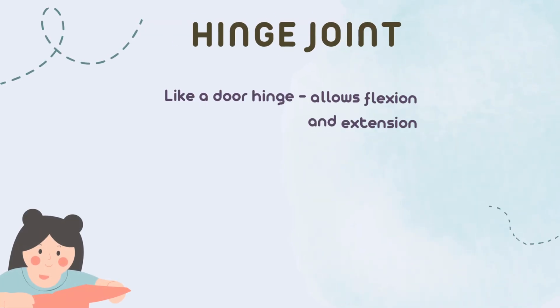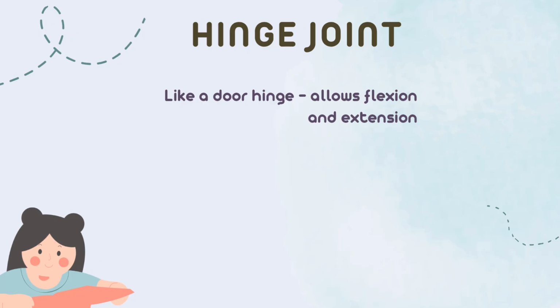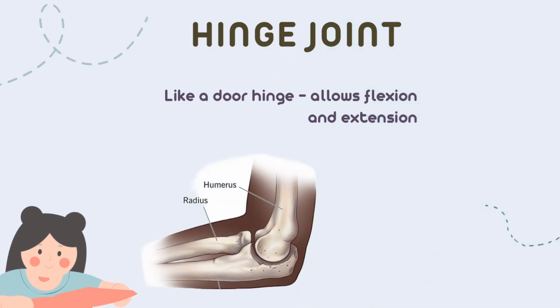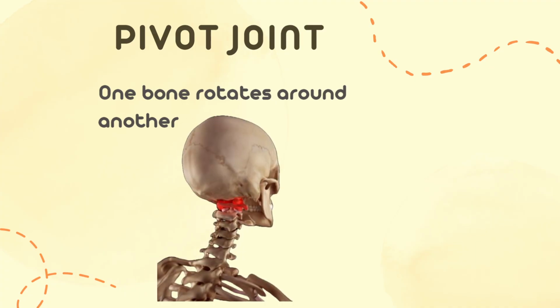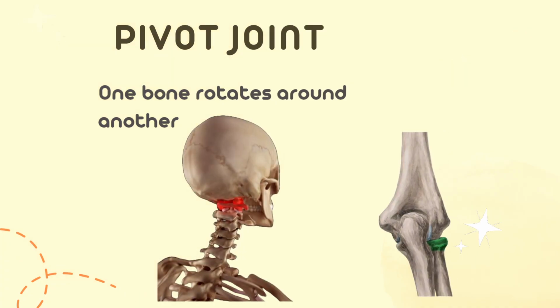2. Hinge joint. Like a door hinge. Allows flexion and extension. Examples: elbow joint, ankle joint. 3. Pivot joint. One bone rotates around another. Examples: atlantoaxial joint, radioulnar joint.